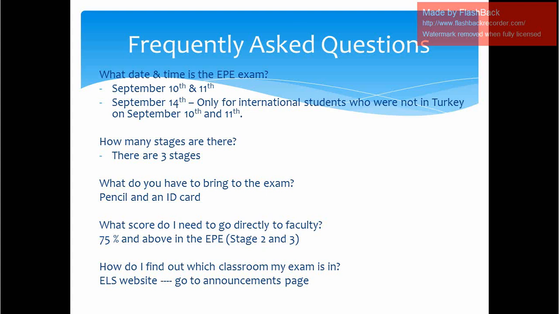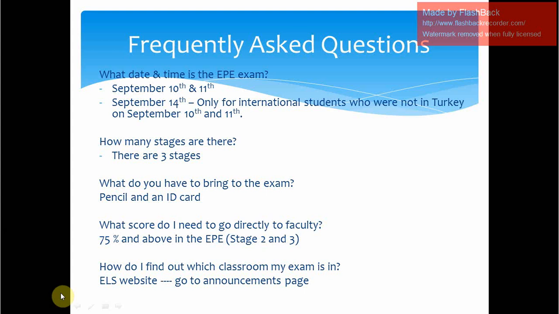So another question was, how many stages are there? 3 stages. Stage 1, EPL. Stage 2, listening, reading, and writing. And stage 3, we've got the speaking. Please do remember to bring your ID card. We cannot give you the exam if you don't have your ID card. Preferably, if you have your university ID card, bring that. If your university ID card has not been created yet, just bring in your passport. And please bring a pencil.